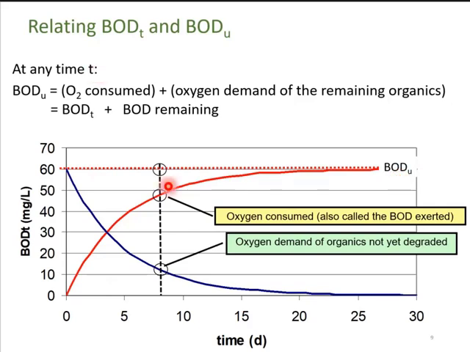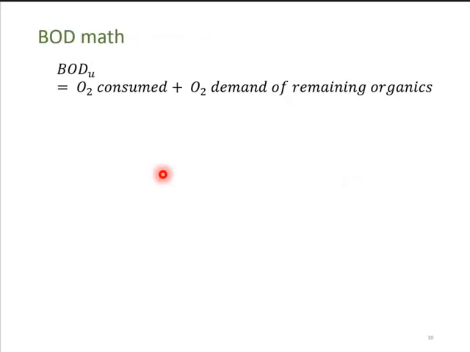At any time t, the BODU here is the oxygen consumed, this value, plus the oxygen related to the organics that have not yet been consumed. So this is the amount that's left at this time. This is the amount that's been consumed, and the total is BODU. So this allows us to do a little bit of math. BODU is the oxygen consumed plus the oxygen demand of the remaining organics.